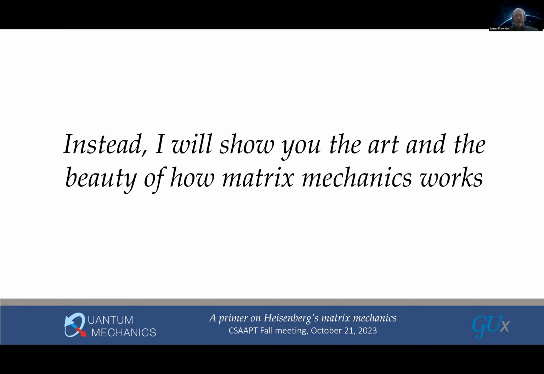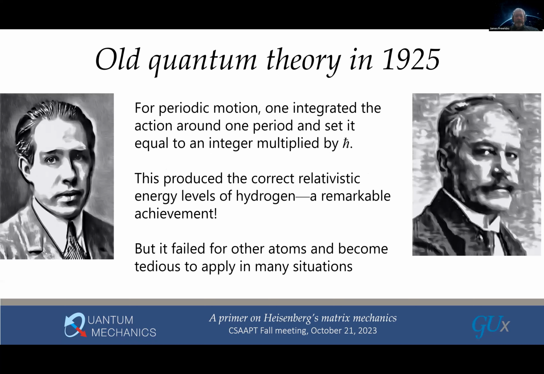So I'm going to show you both the art and beauty of how matrix mechanics works. To set the context, Bohr and Sommerfeld had a series of rules, and if you had periodic motion, you would integrate the action around one period and set it equal to an integer multiplied by, that's actually a typo, it would be multiplied by h. And this actually produced the correct relativistic energy levels of hydrogen. So this is hydrogen plus the fine structure, which is truly remarkable. It's truly remarkable that Sommerfeld was able to integrate the relativistic equations of motion for hydrogen, quantize them, and verify that he gets the energy levels completely perfect.